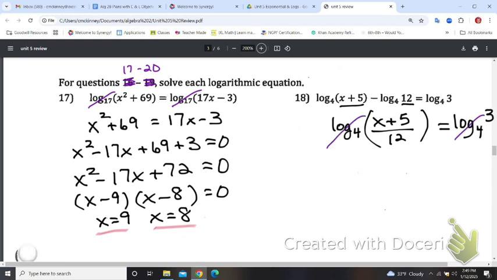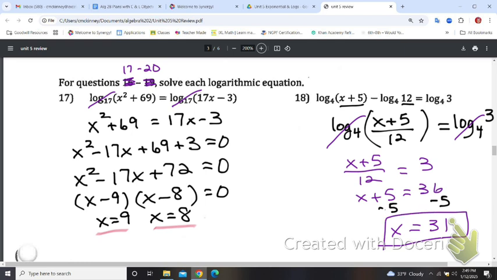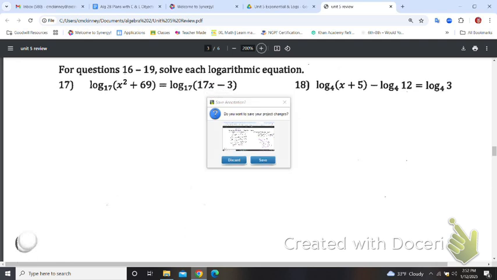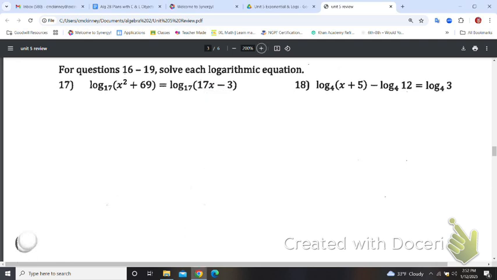Then I can get rid of my logs and just make my equation from what remains. That's a big fraction, so I'm going to have to multiply first. So I'm going to multiply both sides by 12, and then subtract 5. So x is 31. All right, the end is getting somewhat near. Again, some of these problems you're not going to have on the same quiz.